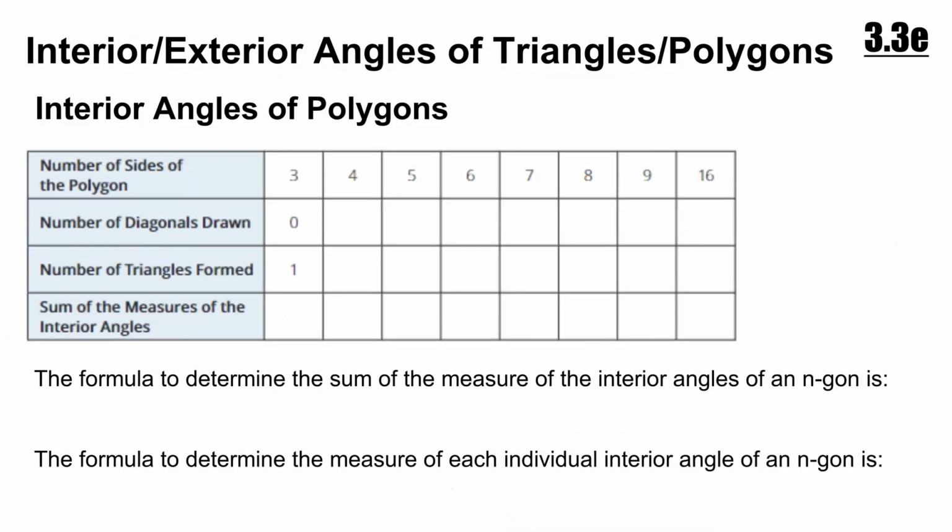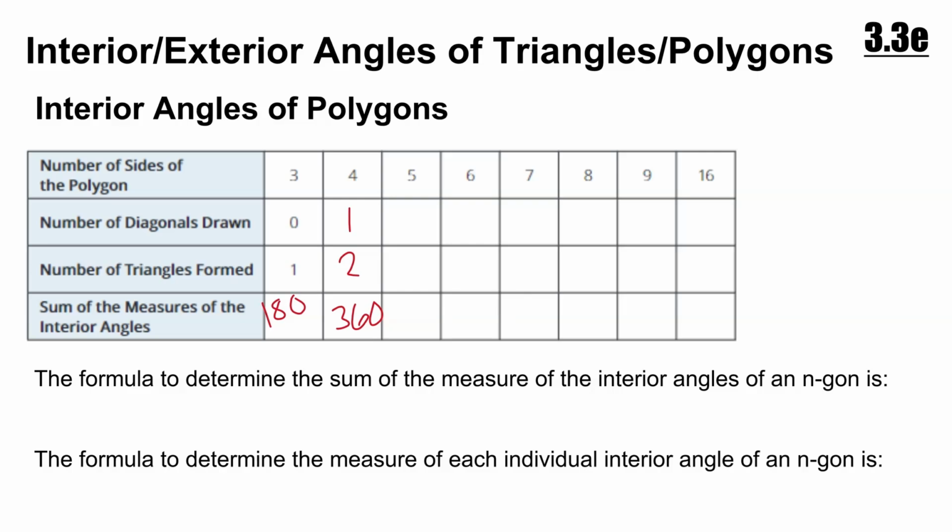In a three-sided polygon or a triangle, 0 diagonals can be drawn. There is one triangle, and the sum of the measures of the interior angles is 180 degrees. In a four-sided polygon, one diagonal can be drawn. There are two triangles, and the sum of the measures of the interior angles is 360 degrees.